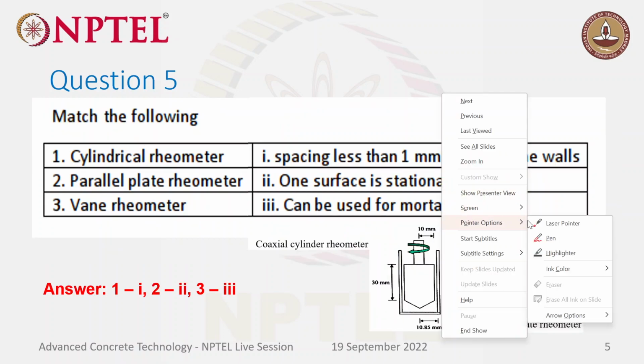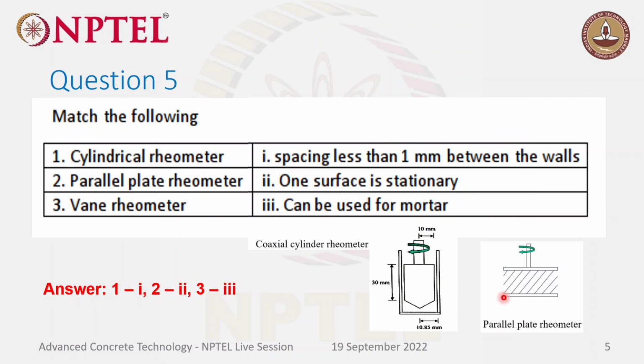Coming to cylindrical rheometer, this is the diagram of the cylindrical rheometer. Here you can see the radius from the central axis is 10 mm. Up to the outside wall, the radius is 10.85 mm. So the difference is very small, about 0.85 mm. So the spacing between the two is less than 1 mm. This is one example, the sizes will vary, but overall the spacing will be less than 1 mm between the walls.